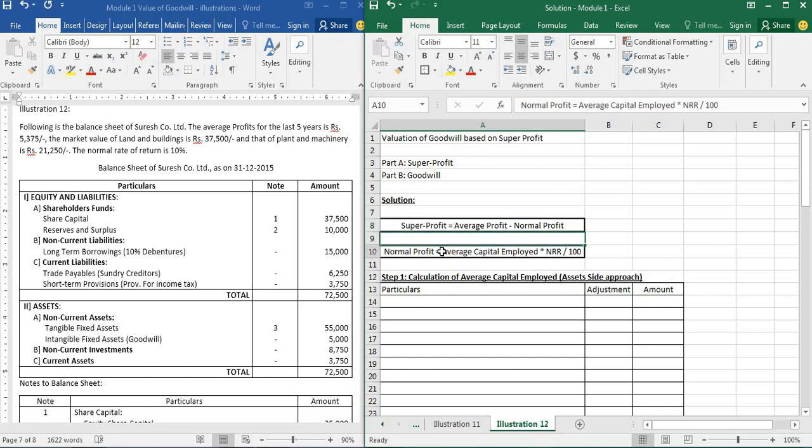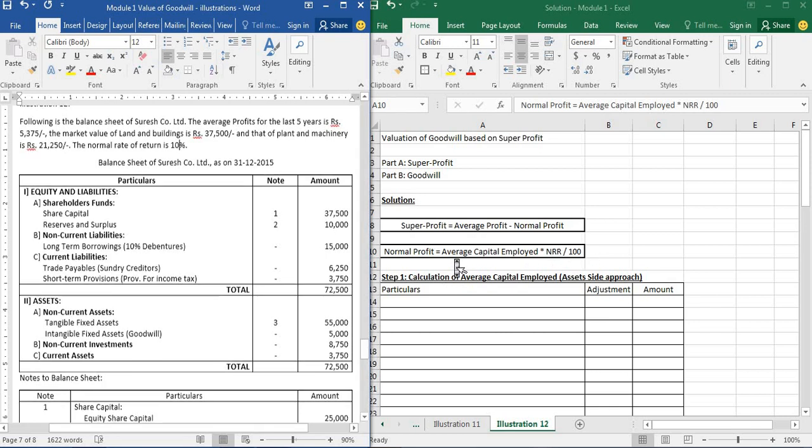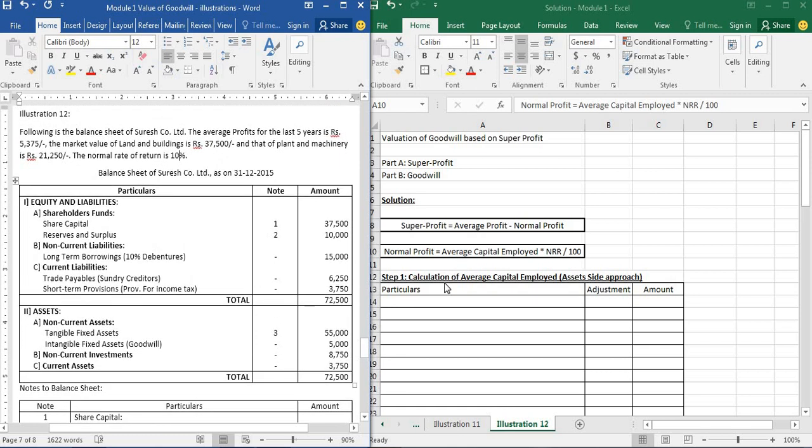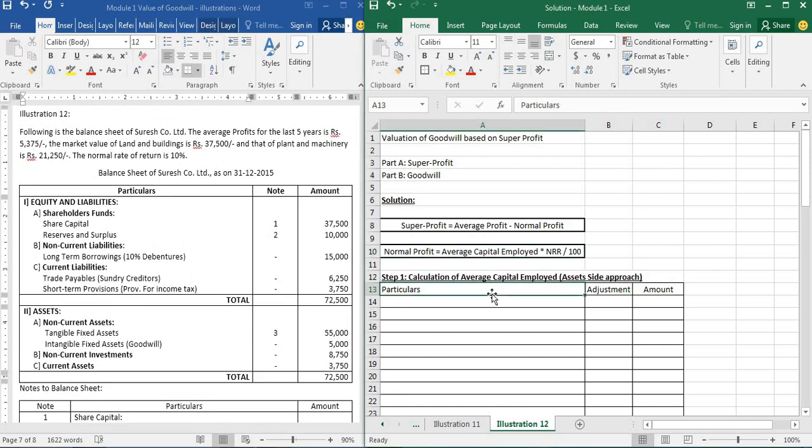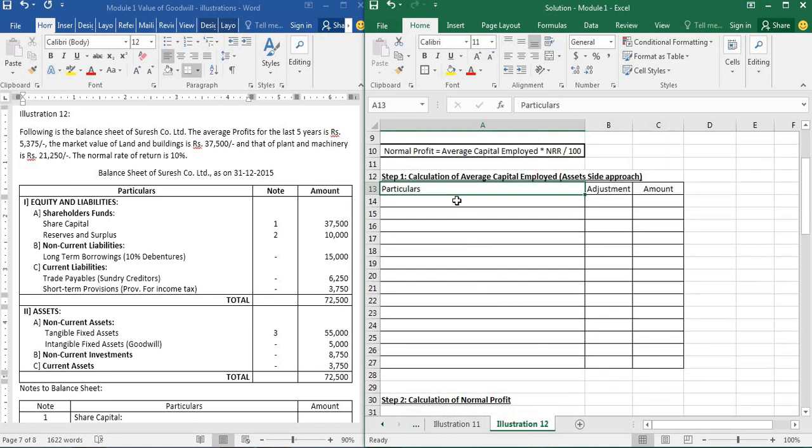For normal profit, there is another formula. Normal profit is calculated as average capital employed into normal rate of return divided by 100. Normal rate of return is given in the problem at 10%. So the formula will go like average capital employed into 10 divided by 100. Average capital employed is not given. We'll have to calculate it. For that, we have a table drawn here. This will be our step 1. So step number 1 will be calculation of average capital employed.